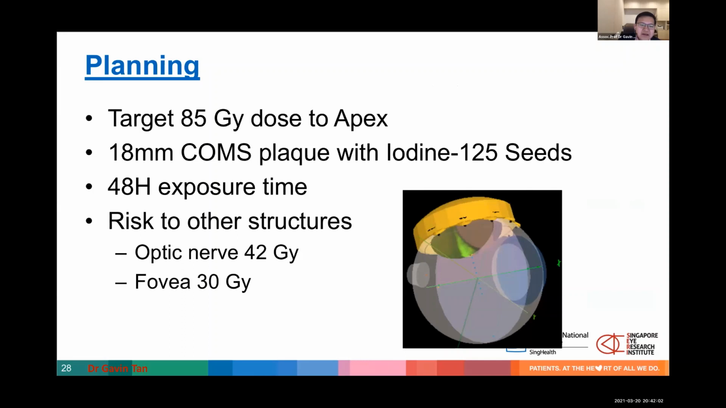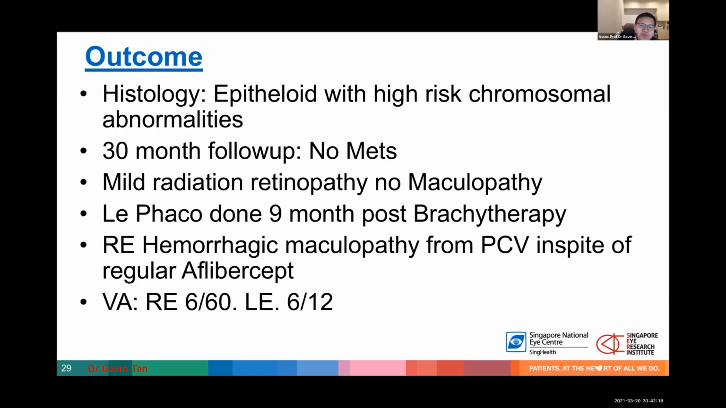My colleague will talk a little bit more about this later, but in this case, we used an 8 millimeter COM plug with iodine-125 seeds with a 48-hour exposure time. And we do look at the kind of exposure that the other structures receive as well. So the outcome in this patient: he had a 5-needle biopsy done. It showed that although it was an epithelioid tumor, the tumor actually had high-risk chromosomal abnormalities. He has been followed up for about 30 months. There's no metastasis. There are mild radiation retinopathy changes noted, but he has no maculopathy.